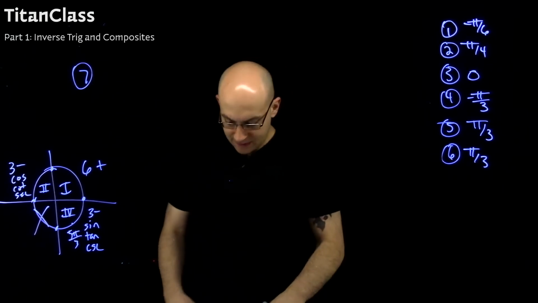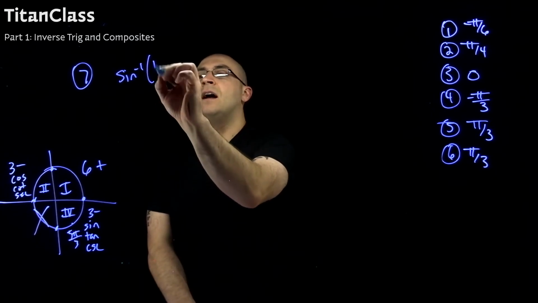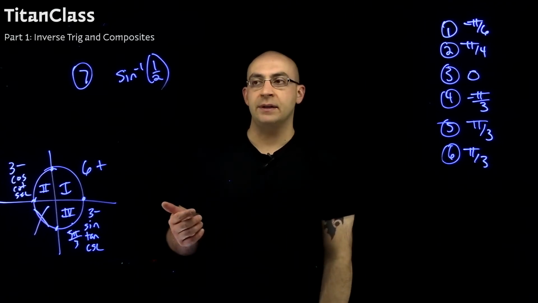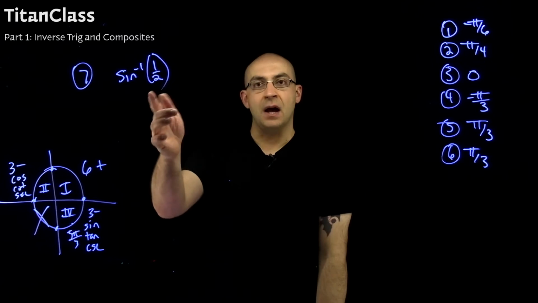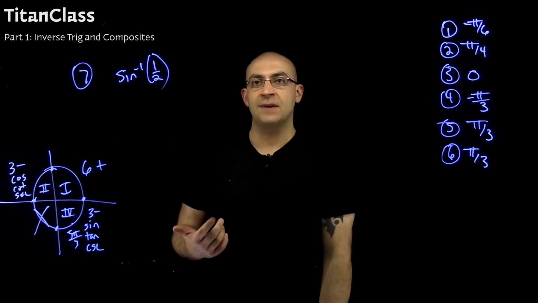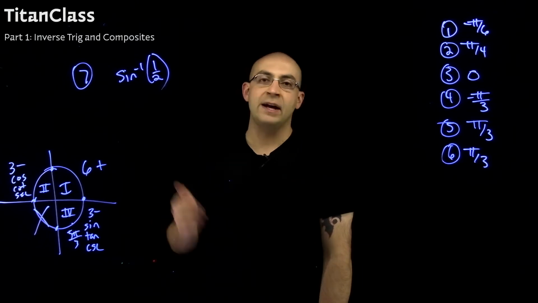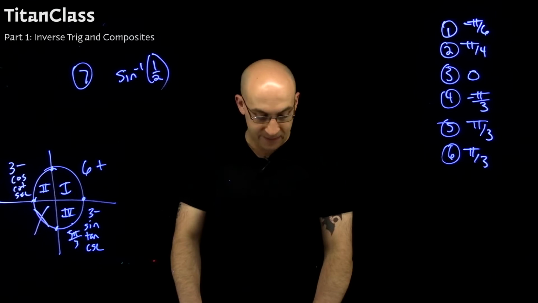Number 7. Inverse sine of 1/2. So I'm looking for where the y value is 1/2 on the unit circle. Again, this is a positive ratio, so I'm going to be in quadrant 1. I want to know where the y value is 1/2.